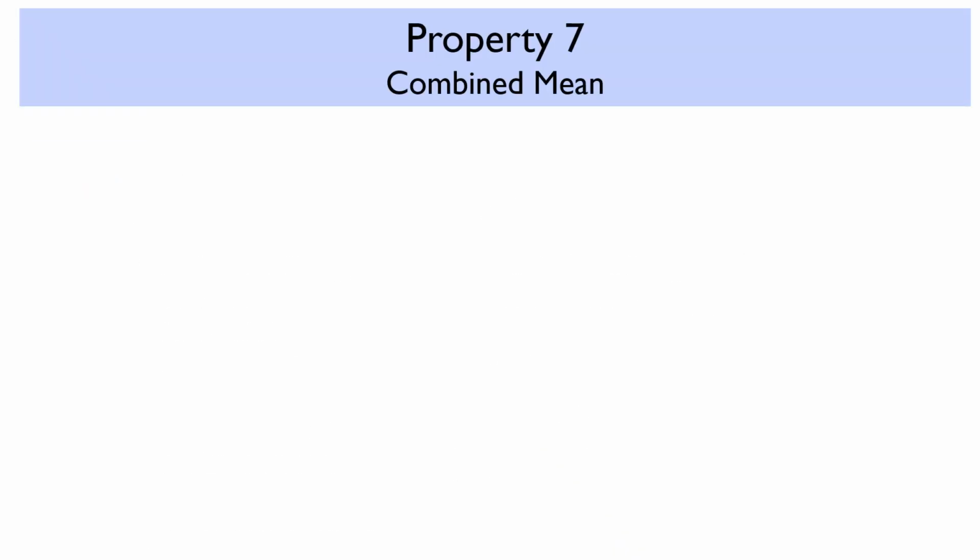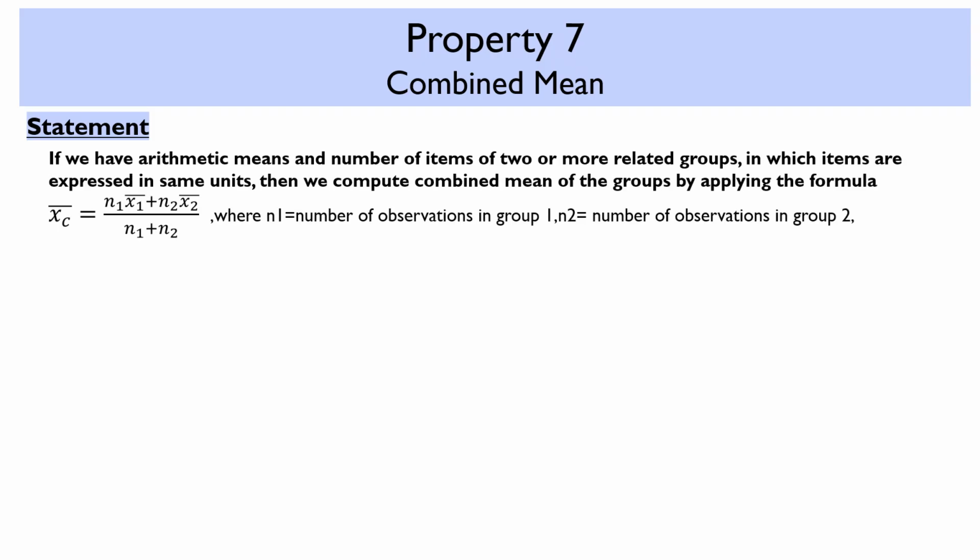Property 7, combined mean, states that if we have arithmetic means and number of items of two or more related groups in which items are expressed in the same units, then we compute the combined mean of the groups by applying the formula.